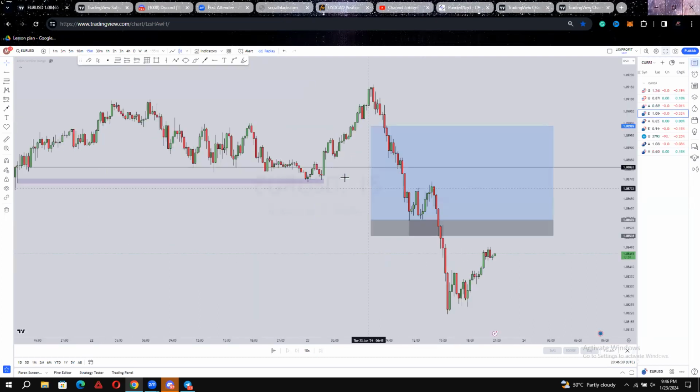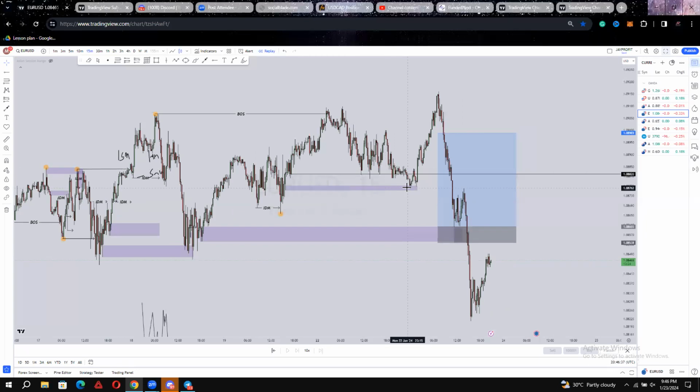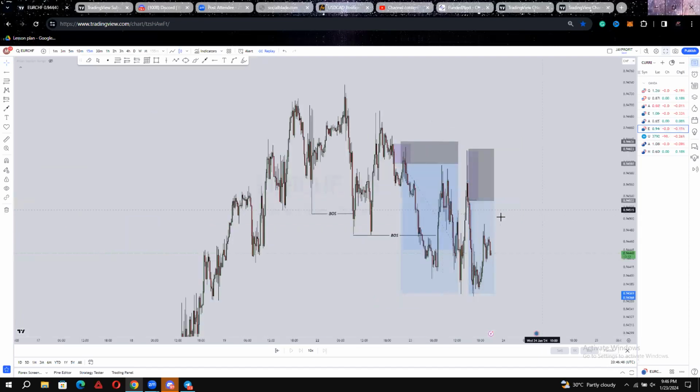Check out this guy right here. Okay, this is Euro USD. I was actually anticipating a buy on Euro USD later in the day, but my first buy was here, which, after price took out this higher low here, we confirmed the change of character. So let me show you the Euro CHF trade right here. Exactly, this is it. All right.